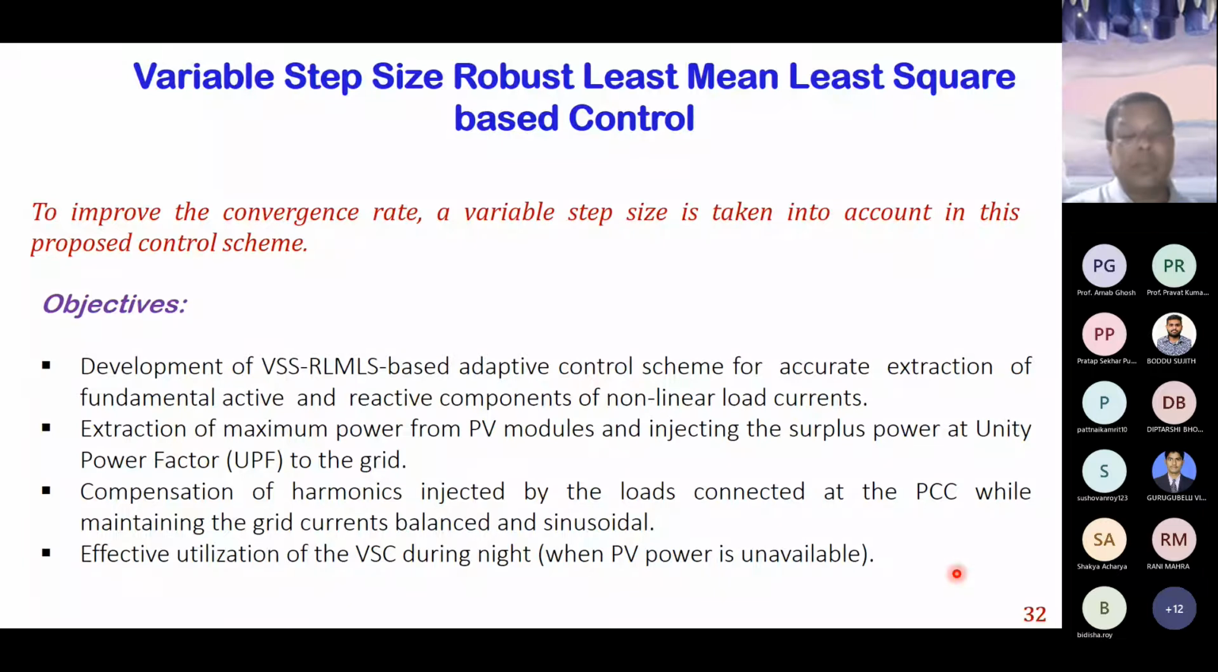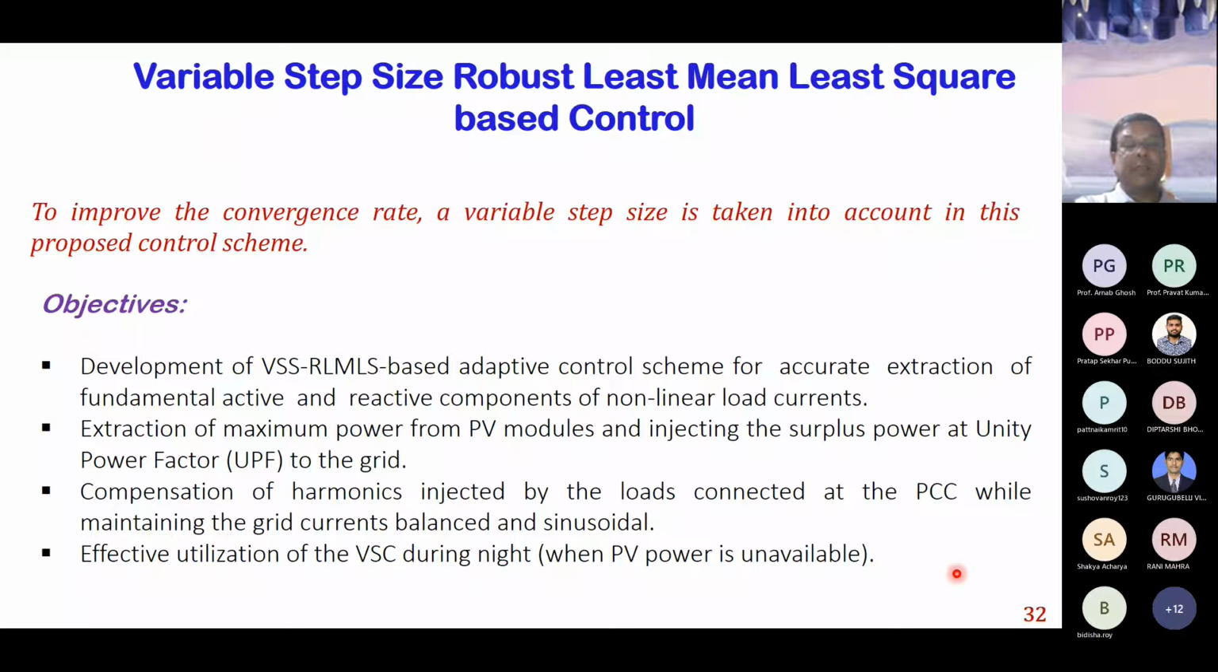So having developed that controller and implemented the same in simulation and experiment, we then tried to improve the convergence of this adaptive filtering algorithm by introducing a variable step size in the adaptive filter. In this proposed control scheme, everything remains the same. Only we modified this. We have employed a variable step size, least mean least square based adaptive algorithm.